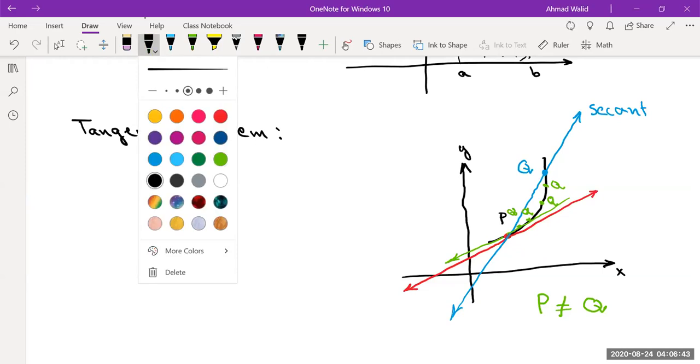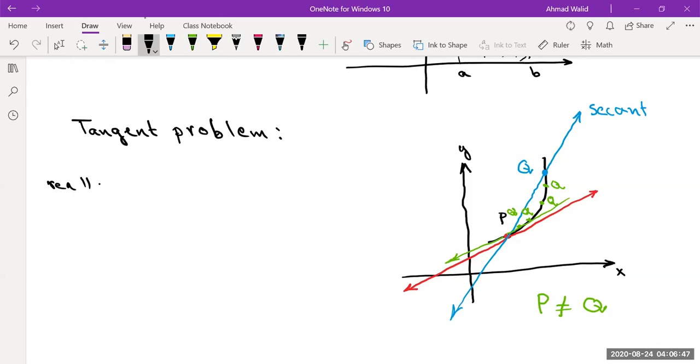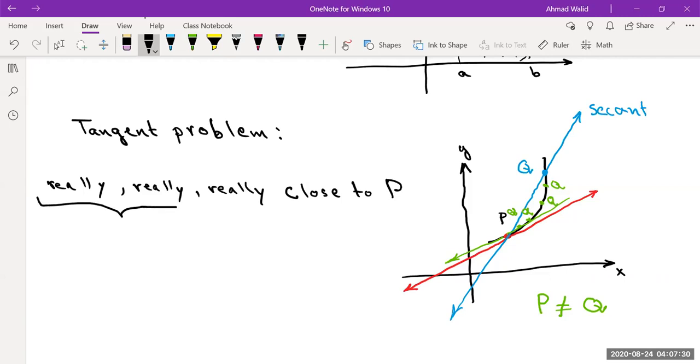What I did, I moved point Q really, really close to point P. But remember, point P and point Q cannot be equal. You cannot bring point Q on top of point P. The reason is that you are looking for the slope of a line, you need two points, not one point. That's why you go really, really close to point P, but not equal to P. This gives you an estimation or approximation of the slope of the tangent line, correct?